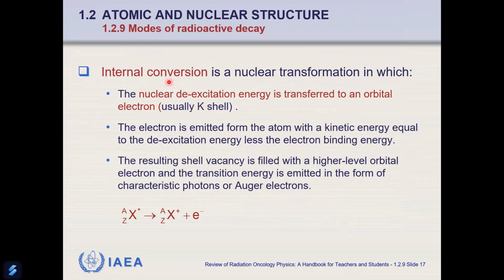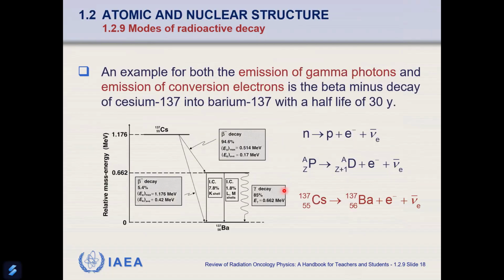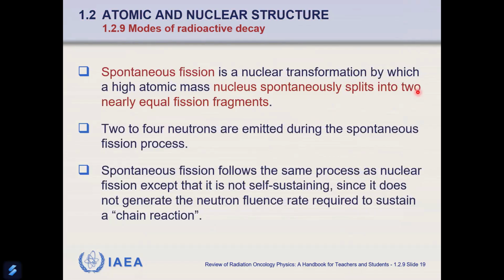All right. So internal conversion can lead to a cascade of other processes. As you can see here, there's a lot of things that can happen just from one internal conversion process. Now you see there's characteristic photons, there's Auger electrons. An example of internal conversion electrons would be cesium-137 being converted into barium-137. And of course, the half-life of barium-137 is 30 years. All right, that's one example.